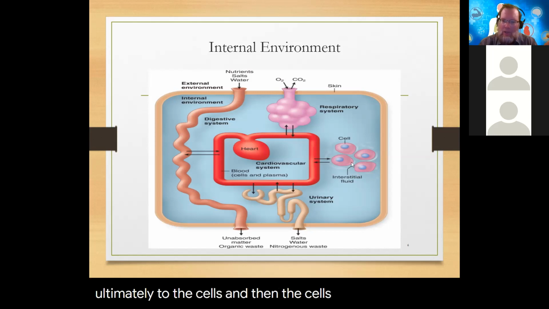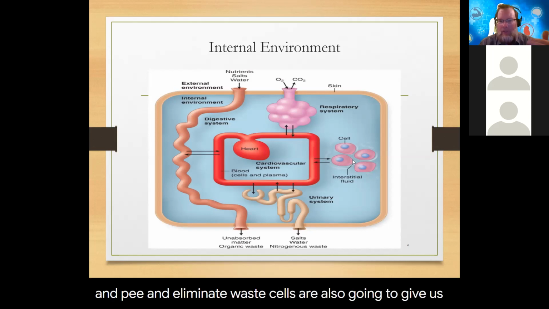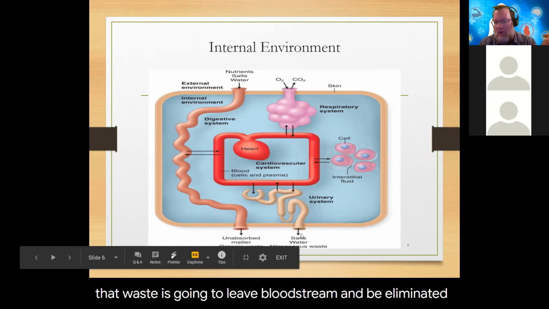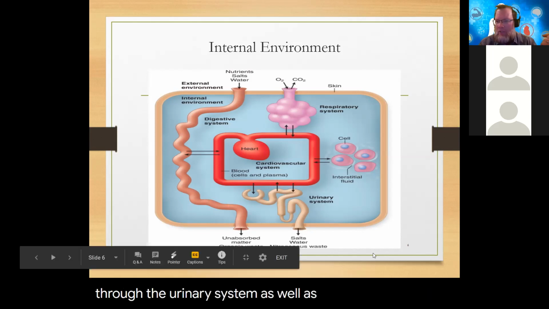And then the cells are going to poop and pee and eliminate waste. Cells are also going to give us some energy molecules. They're going to provide us with some protein structures and some other chemical enzymes. But there's going to be some waste involved, and that waste is going to leave the cellular level, go into the bloodstream, and be eliminated through the urinary system as well as the digestive system. So groceries in, garbage out.